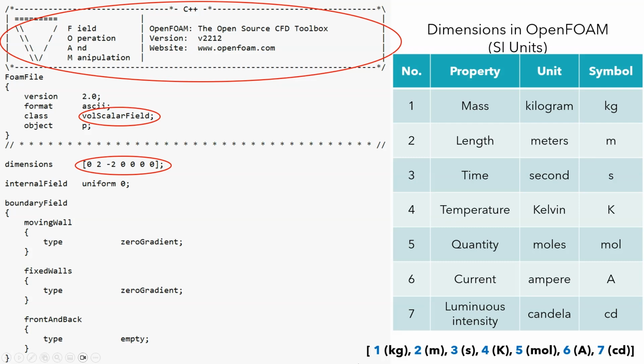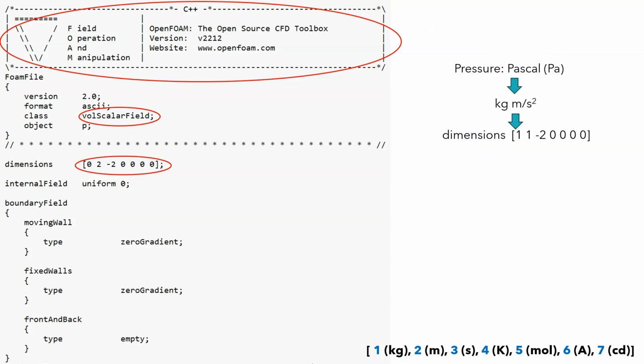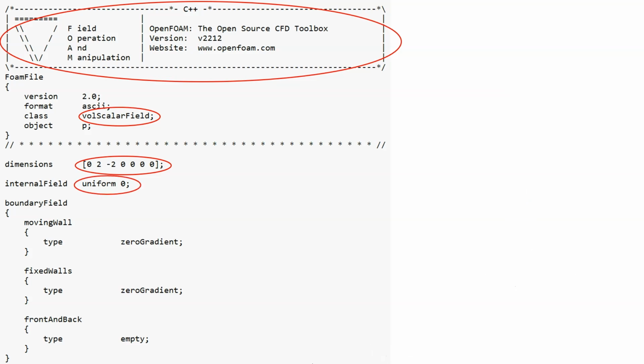So 2 represents meter squared, and -2 represents per second squared. But the unit of pressure is Pascal, which is equivalent to kilogram per meter per second squared. So it should be 1, -1, -2. In OpenFOAM, kinematic pressure is specified. So the pressure is divided by fluid density. Hence, the unit is meter squared per second squared. The internal field is uniform, having an initial value of 0 throughout the domain.